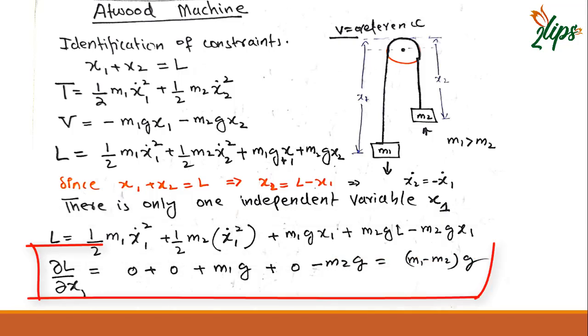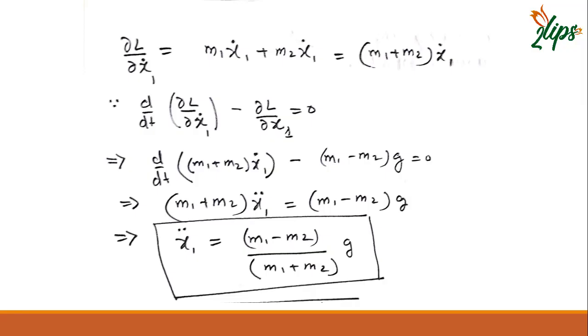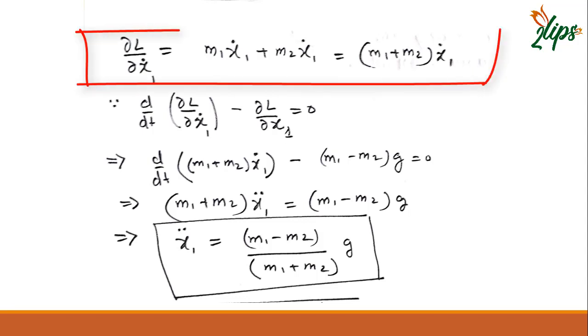So 0 plus 0, and from this term I will have m1g, and the fourth term will be 0, and from the fifth term I will get minus m2g. So this can be put as (m1 minus m2) into g. Next we have to take its derivative with respect to x1 dot. So I will get this expression, m1 x1 dot plus m2 x1 dot, which can be put as (m1 plus m2) x1 dot.